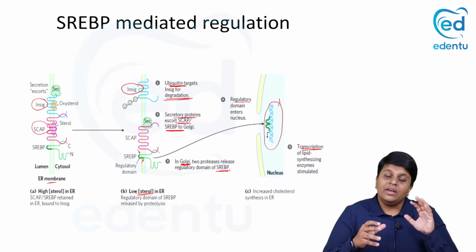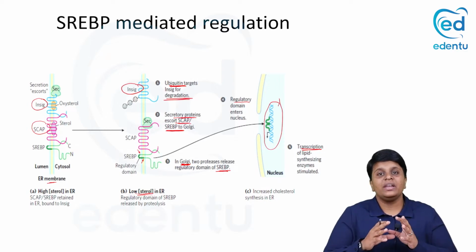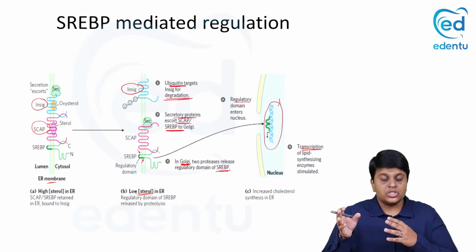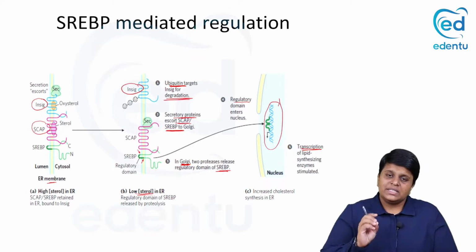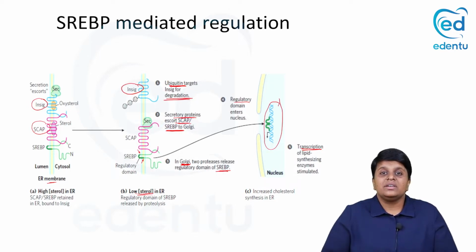So whenever the levels are very high, SREBP stays along with SCAP protein and it never moves out of the endoplasmic reticulum. Whereas when the cholesterol or sterol levels are low, then this particular SREBP gets cleaved and the regulatory domain will go inside the nucleus and increase the transcription of the various enzymes required for cholesterol synthesis.